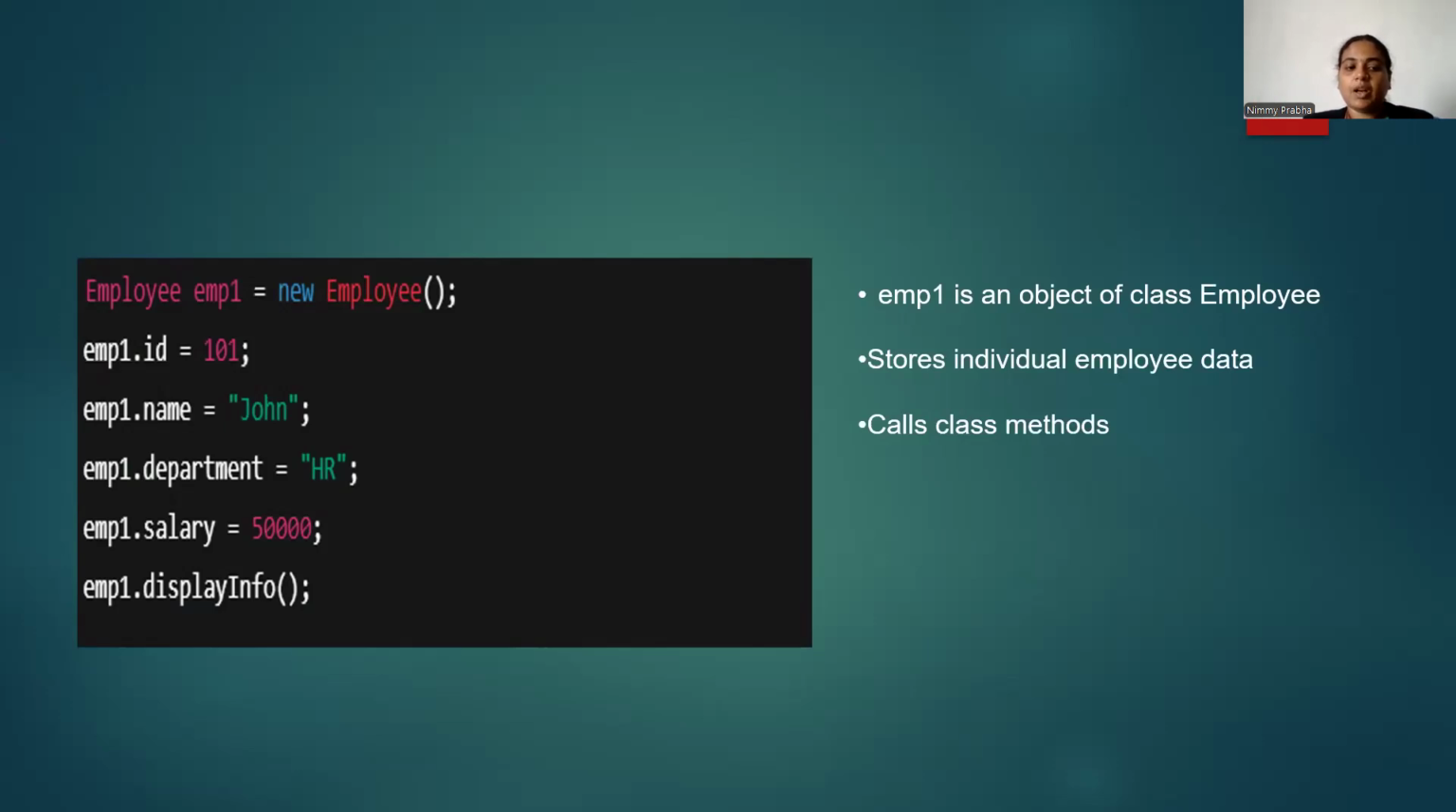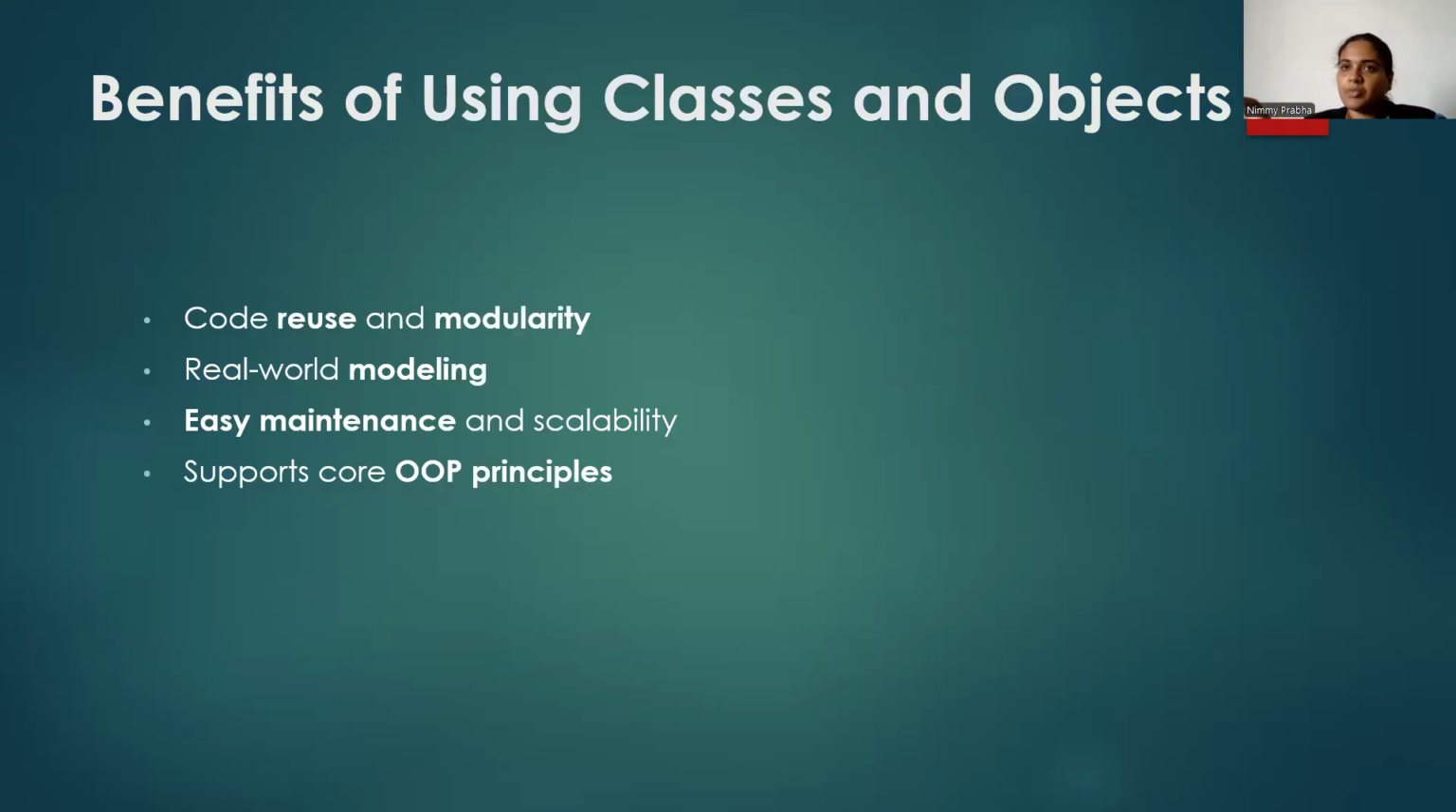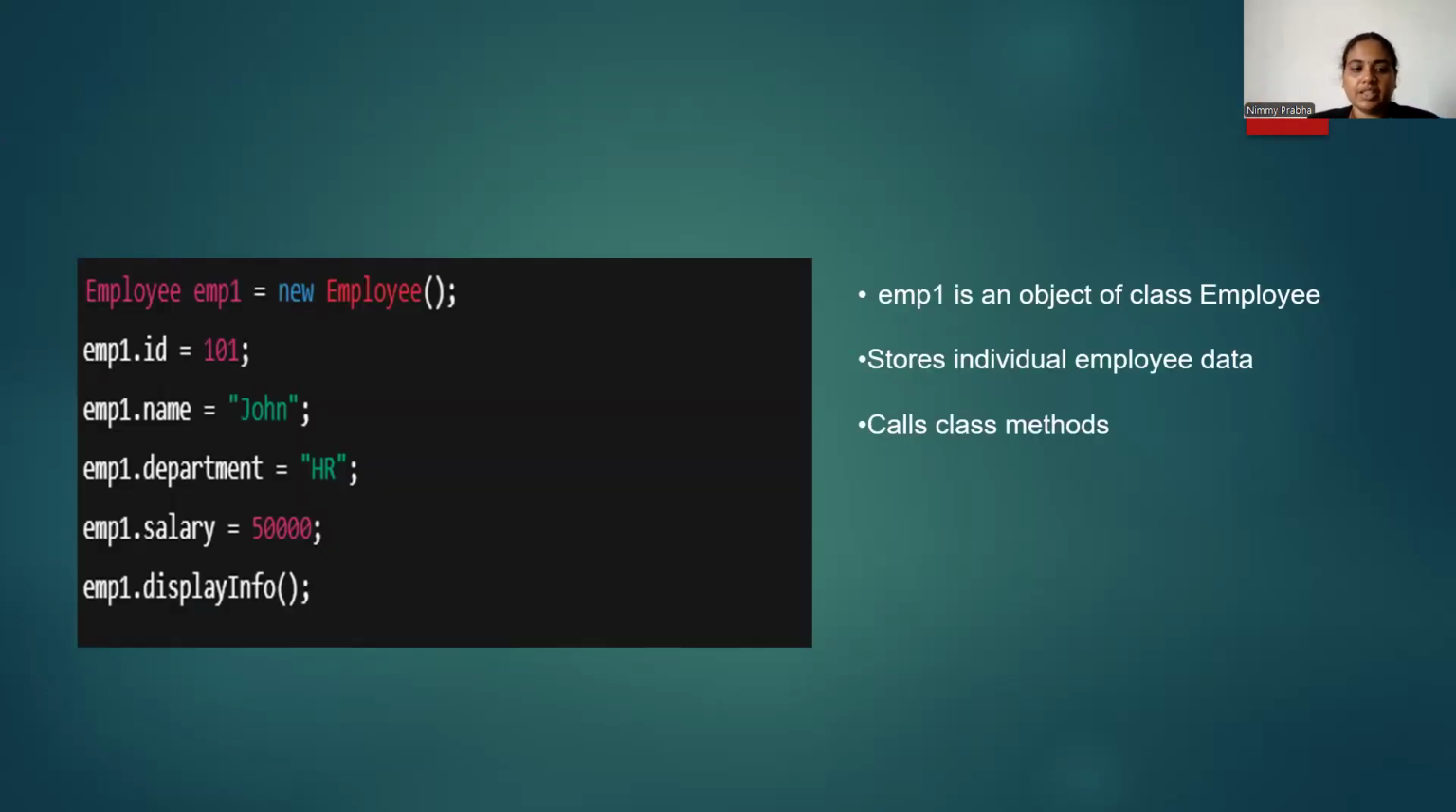Okay, so emp1.displayInfo means we are calling that method with the help of that object. With the help of this object, emp1, we call emp1.displayInfo, and then all the information will be shown and we can see it.